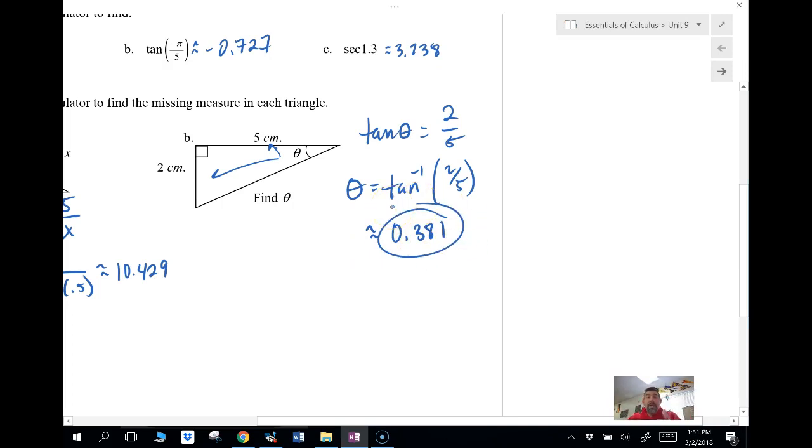So that's how you use your calculator to do some trig stuff and how to make sure you are in Radian mode. We'll see you on the next one.